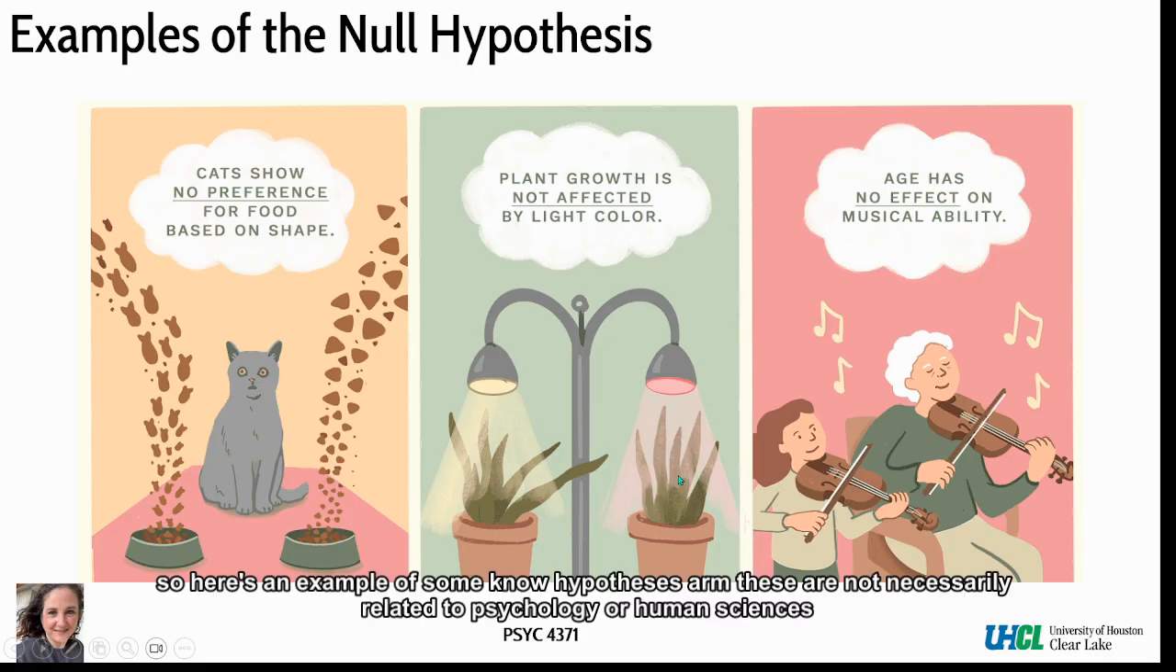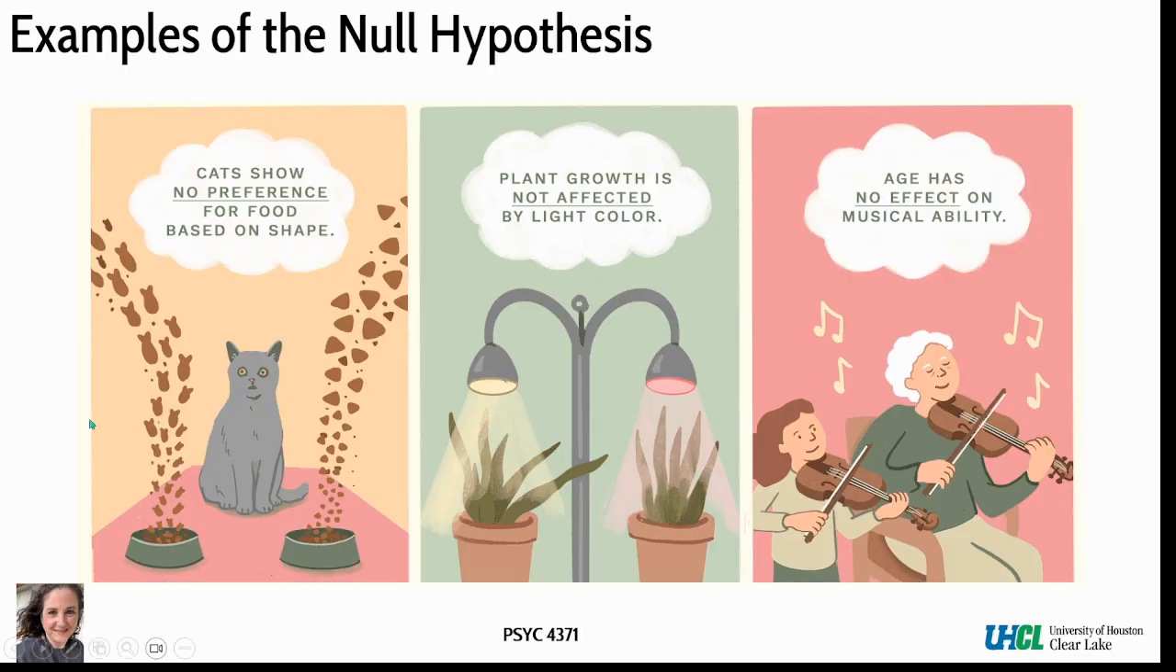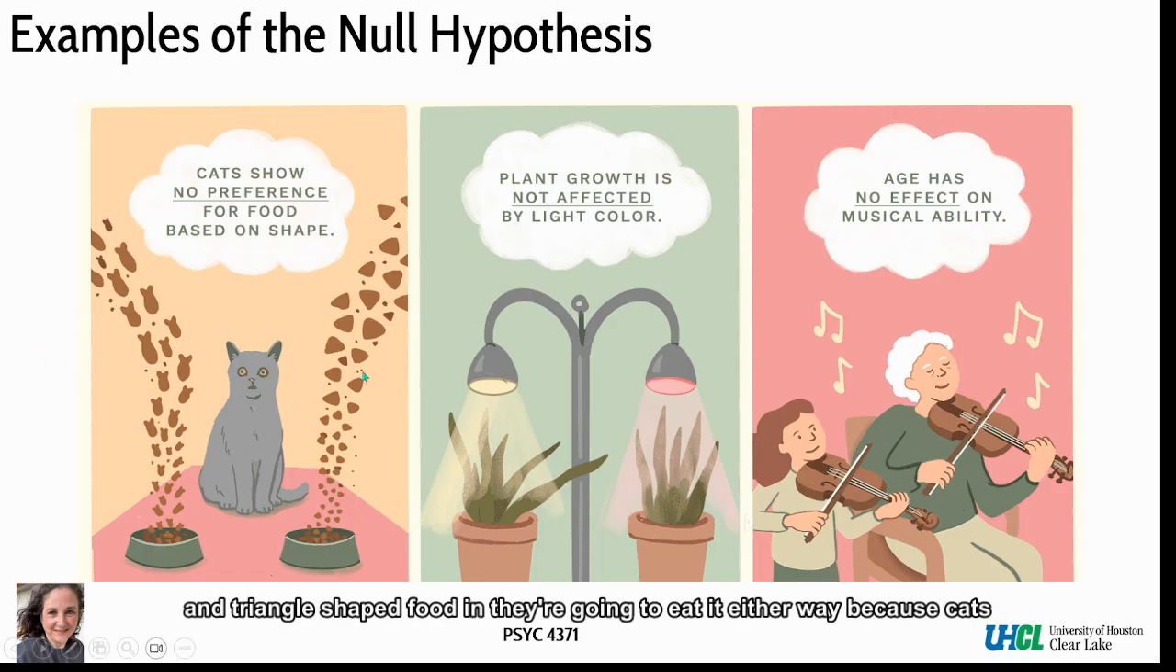So here's an example of some null hypotheses. These are not necessarily related to psychology or human sciences. They're just a wide variety, so you can think about hypotheses in a different context. In this first picture, we have a cat, and the null says that cats show no preference for food based on shape. So I can show them fish-shaped food and triangle-shaped food, and they're going to eat it either way because cats want the food and don't care what it looks like.